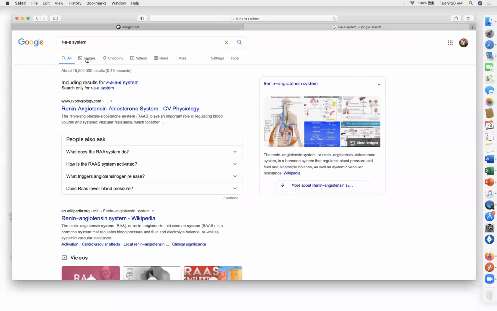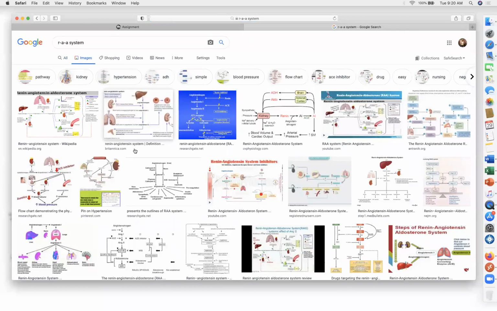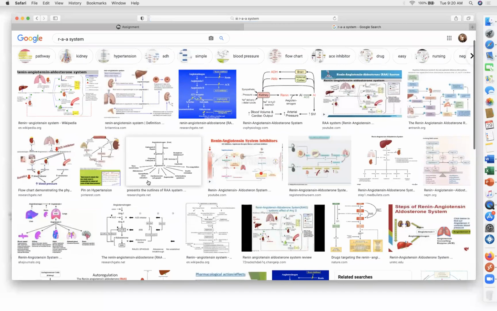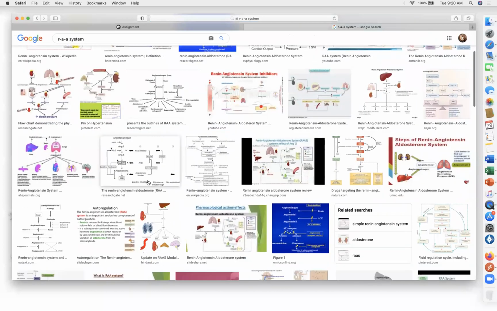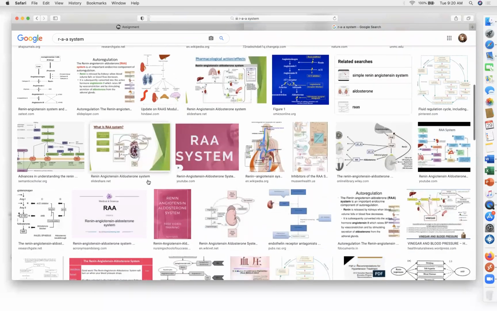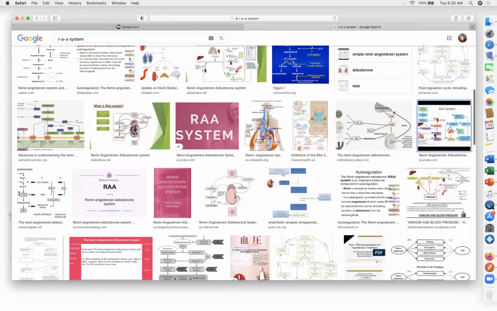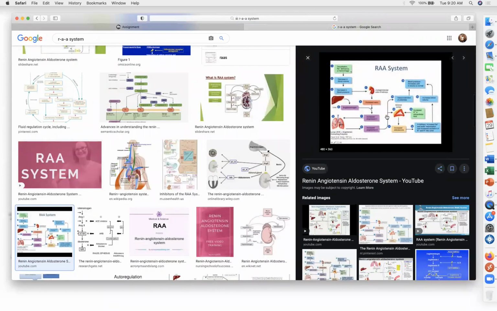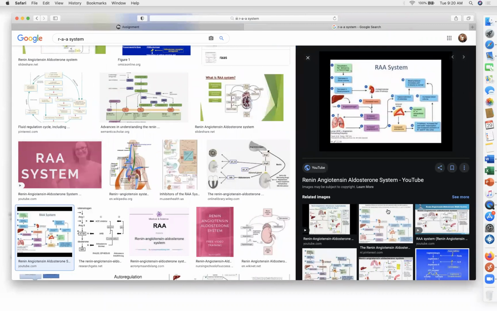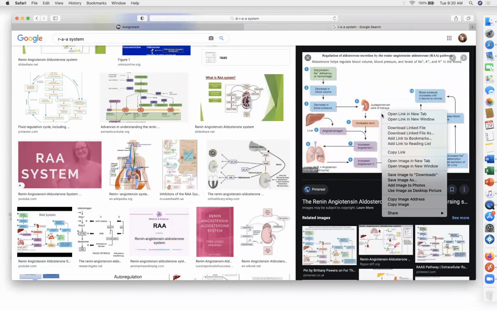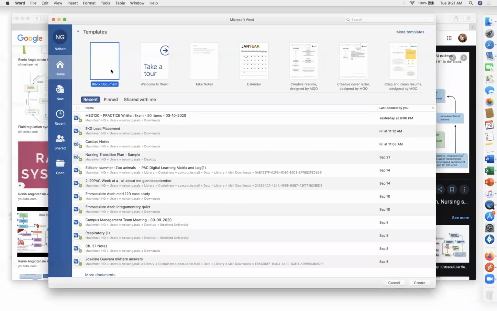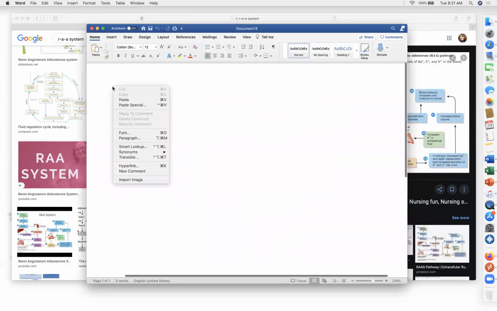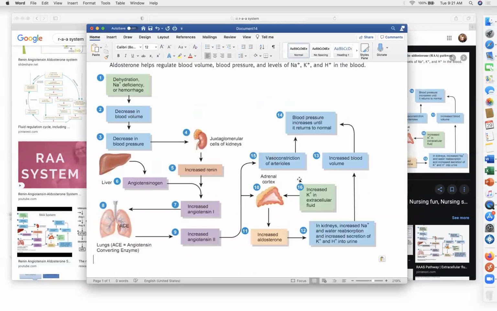Now, we already talked about the RAA system, the renin, aldosterone, angiotensin. Let me find my picture that I love so much. Here is my picture. Maybe this one's a better picture. There you go. Copy image. We already know about this. Now, looky here. We're back to this part.